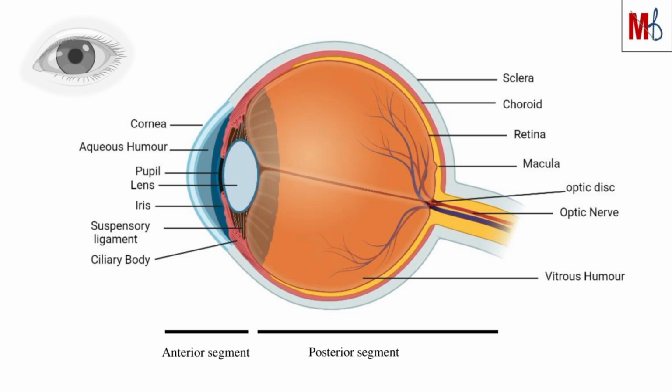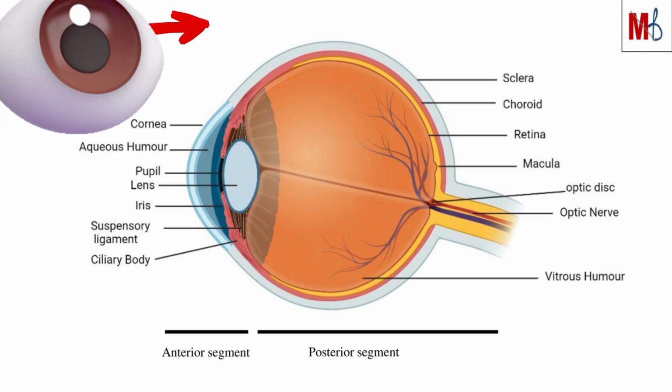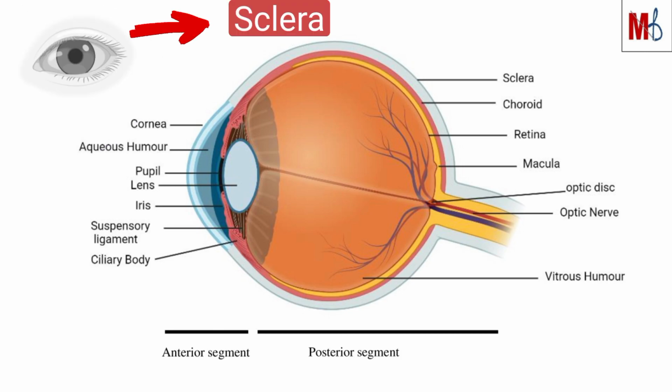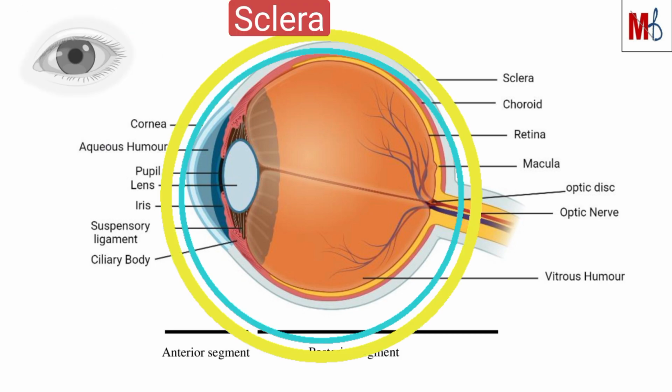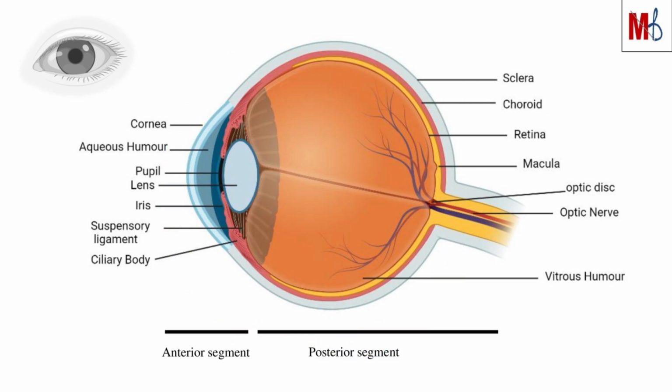Now let's go into the details of the structure of the eye. When you look at someone's eye, what do you see? You see a white part. That white portion is known as the sclera. The sclera is the outer layer which surrounds the eyeball. But remember, it is not surrounding the cornea. It starts from the cornea and covers the whole eyeball.